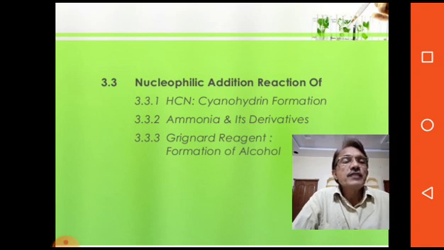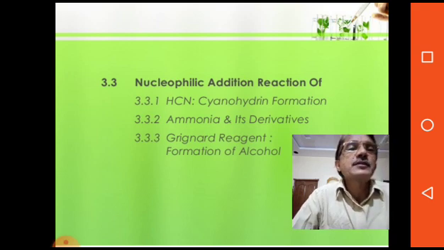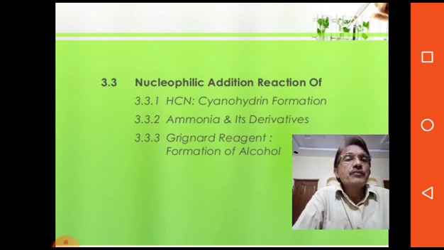Next, nucleophilic addition reactions. Aldehydes and ketones undergo nucleophilic addition reactions. An addition reaction is a chemical reaction in which two molecules combine to give a single product. Two types of addition reactions are possible, but aldehydes and ketones undergo only nucleophilic addition reactions. Why? Because in an aldehyde or ketone, the C=O group is present.